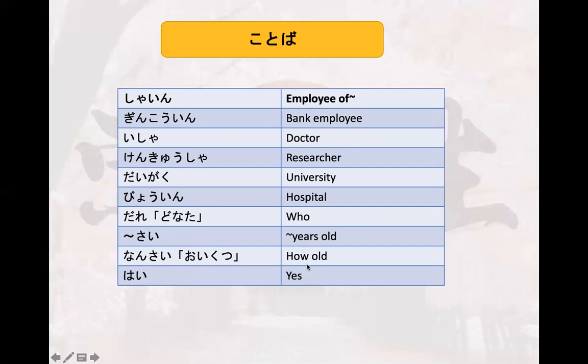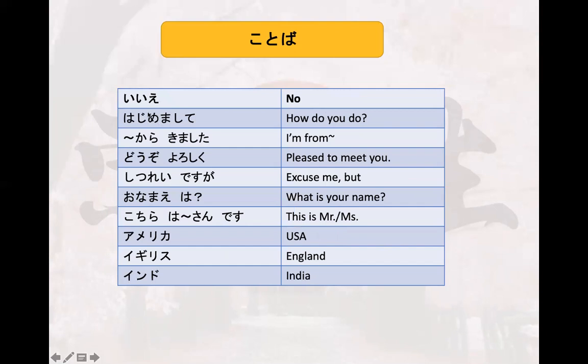Now, how to ask? You can say how old, nansai desu ka? Or more polite is oikutsu desu ka? Oikutsu is more polite than nansai. Of course, we have yes is hai, no is iye. How do you do? Hajimemashite. So this is used sa first acquaintance.